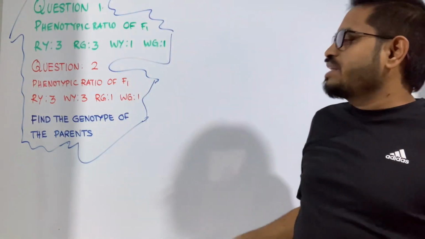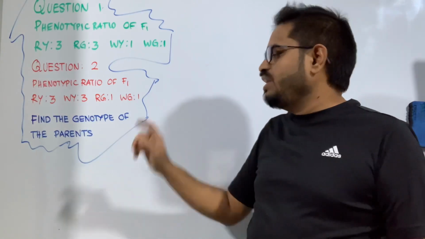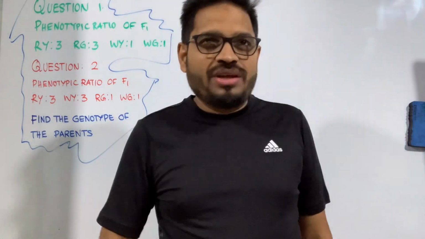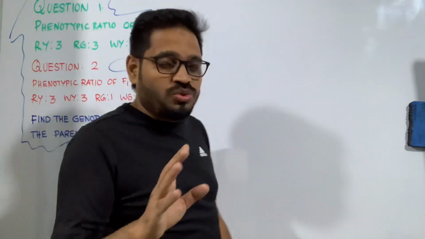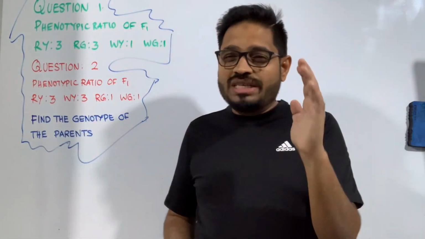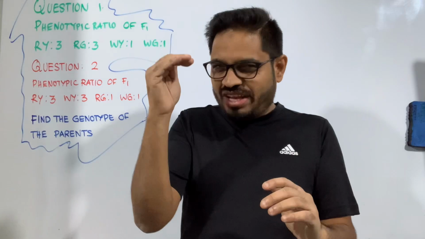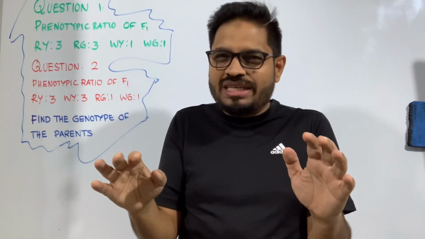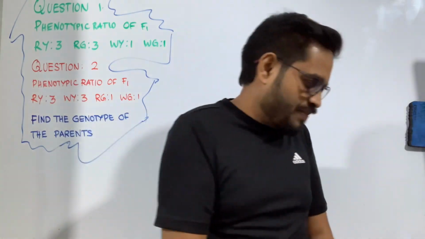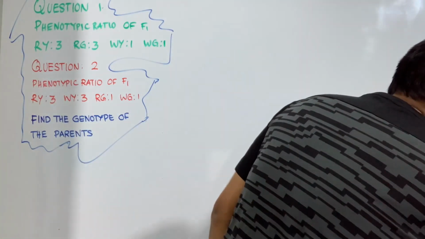Both questions are asking us to find the genotype of the parents. So we have phenotypes, and from that we are supposed to get to the genotype. What is the method? There are various steps. If you follow carefully, you will find it so simple and easy to solve this kind of questions. Let us get into the question.